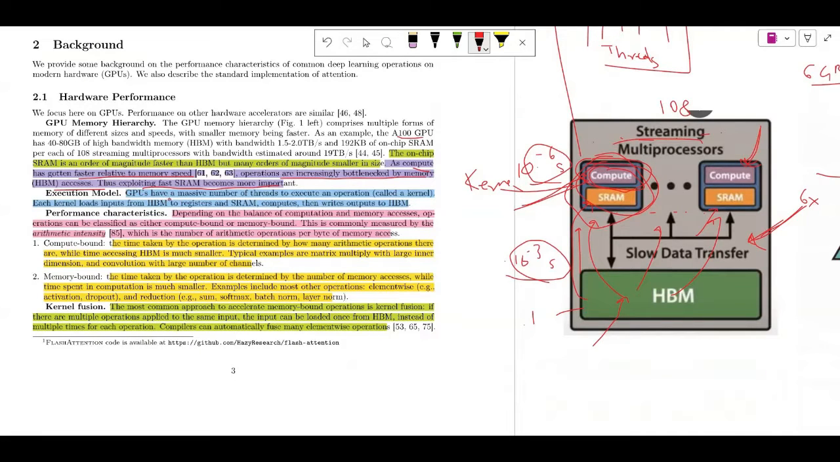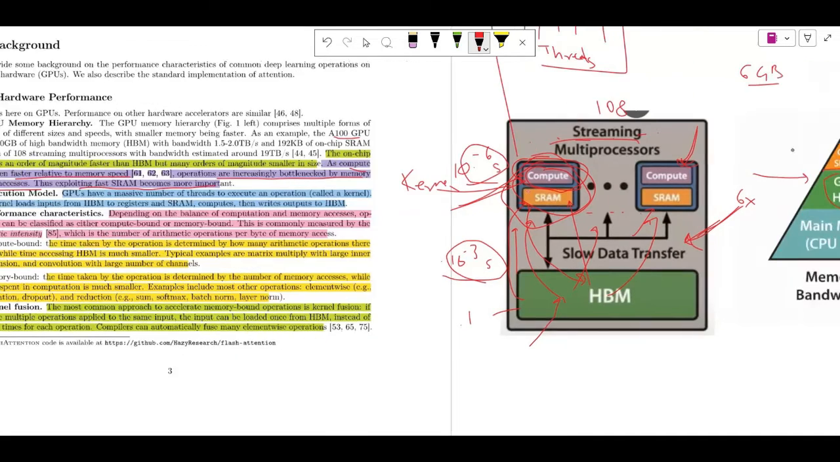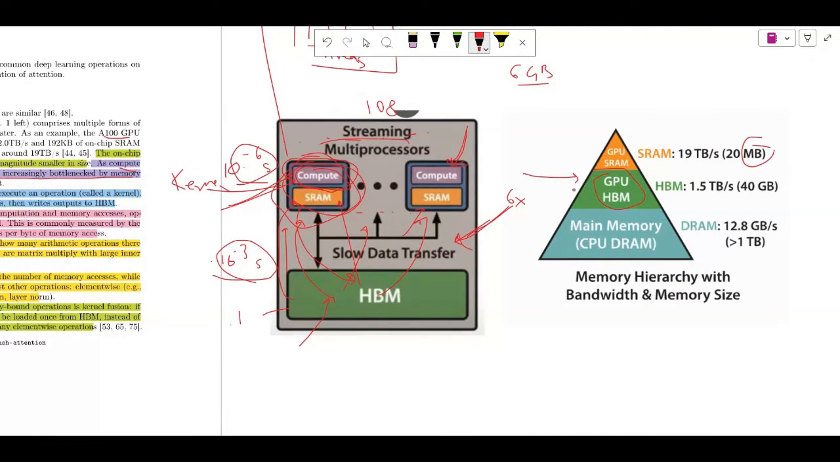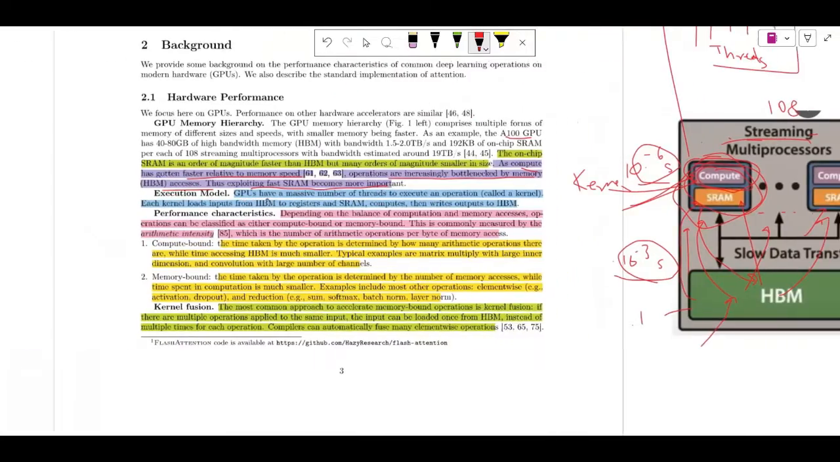But yeah, they say that GPUs have a massive number of threads to execute an operation called a kernel. Each kernel loads inputs from HBM to the registers and SRAM, computes it, and writes it back to the HBM. So these kernels read the input from the HBM, compute it, and write the output back to the HBM. Why can't we have everything in the SRAM? Because there is not enough of it. We only have 20 MB, and we can't store everything in that.